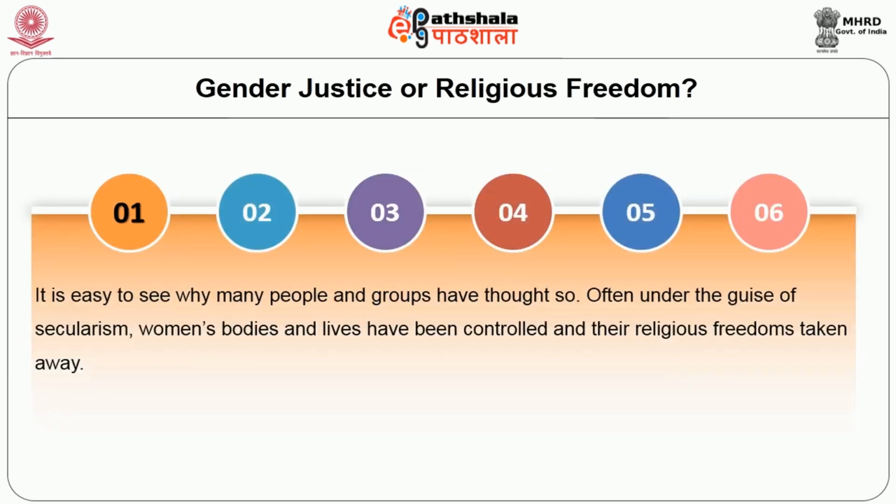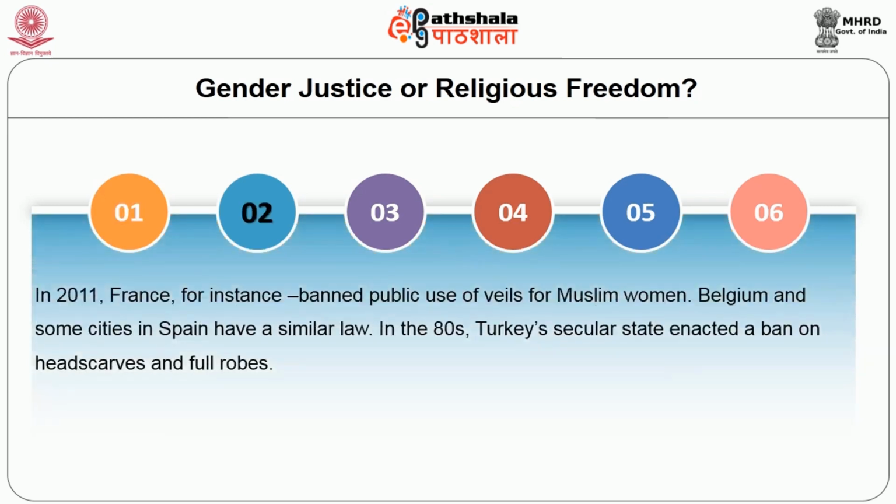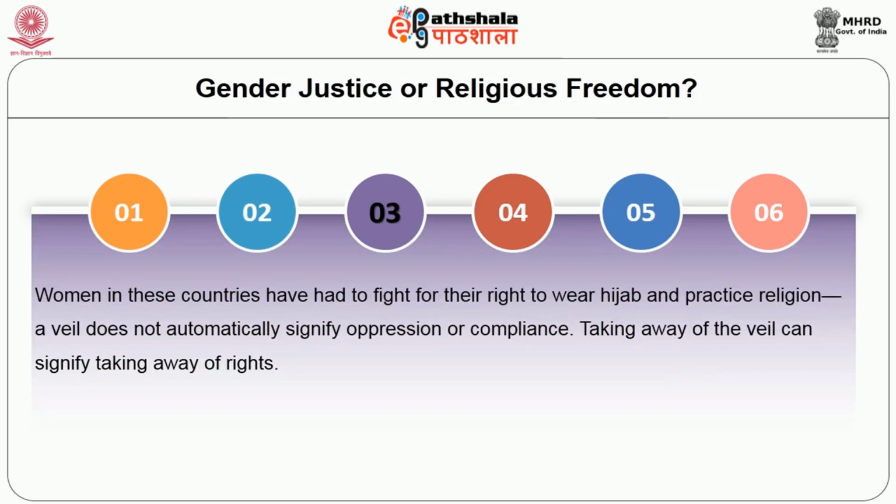It is easy to see why many people and groups have thought so. Often under the guise of secularism, women's bodies and lives have been controlled and religious freedoms taken away. In 2011, France, for instance, banned public use of veils for Muslim women. Belgium and some cities in Spain also have similar laws. In the 80s, Turkey's secular state enacted a ban on headscarves and full robes. Women in these countries have had to fight for the right to wear hijab and practice religion. A veil does not automatically signify oppression or compliance. Taking away the veil can signify taking away rights.